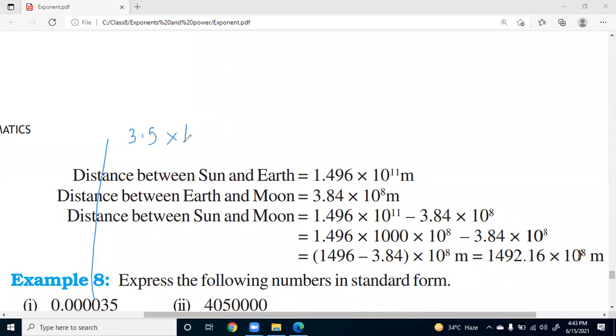3.5 into 10 raised to the power minus 5. So I have to move, cut 1, 2, 3, 4, 5 digits. Then I can write 3.5 into 10 raised to the power minus 5. Okay.